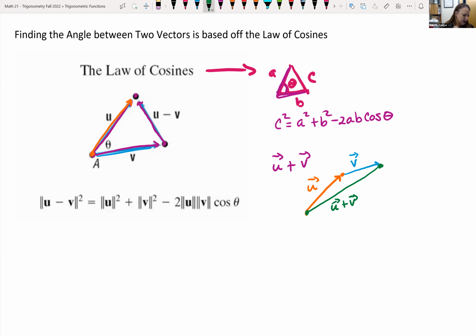Okay. So u minus v, differently. So u minus v, that's going in the opposite direction.